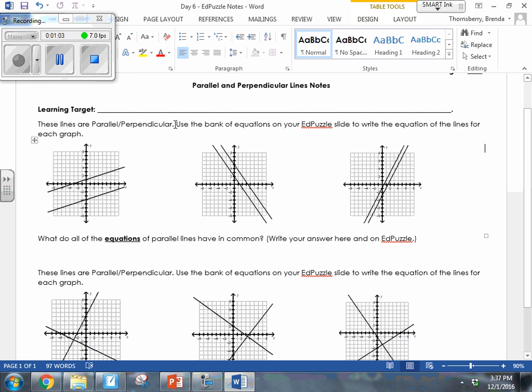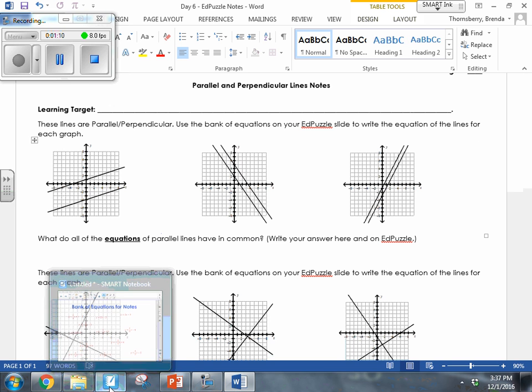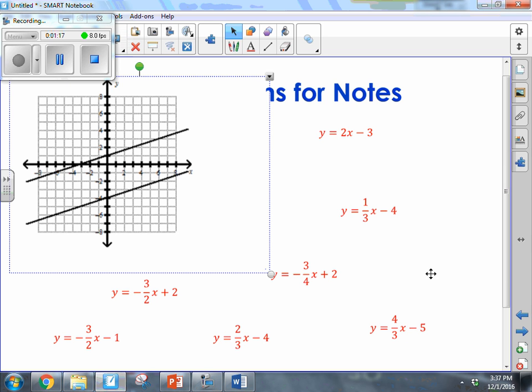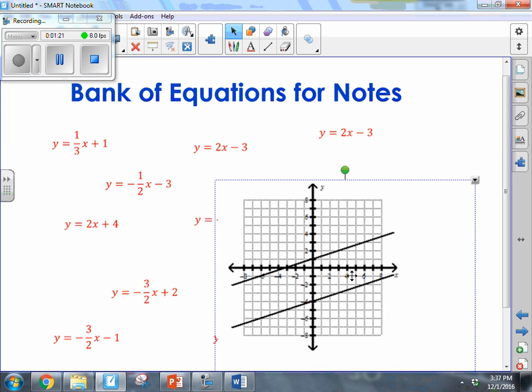The next part of this says use the bank of equations on your Edpuzzle slide to write the equation of the lines for each graph. So on this slide here is the bank of equations. For example, for the first number 1 on your sheet, this first set of lines, you're going to pick one of the equations on here that represents this line. I'll go ahead and tell you that this is the first line. It's 1/3 x plus 1. So you're going to write y equals 1/3 x plus 1 out here next to this line.